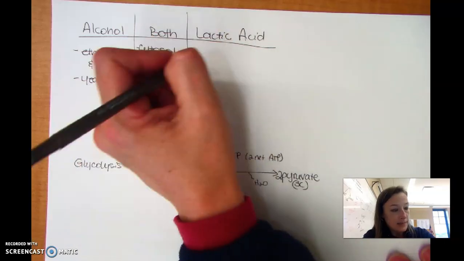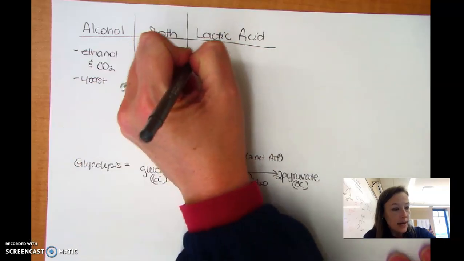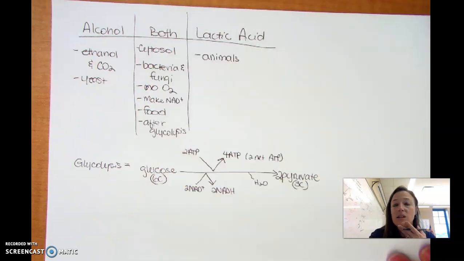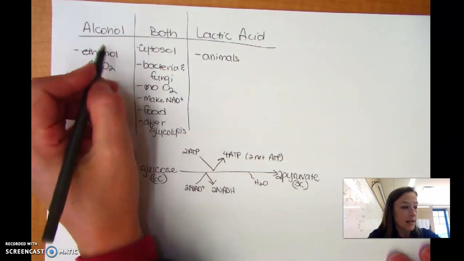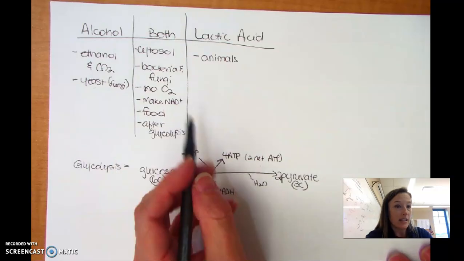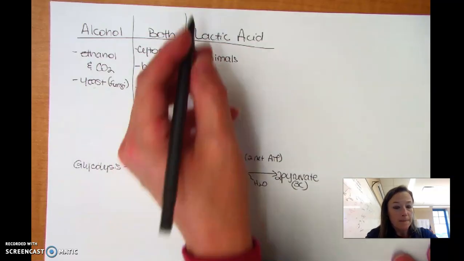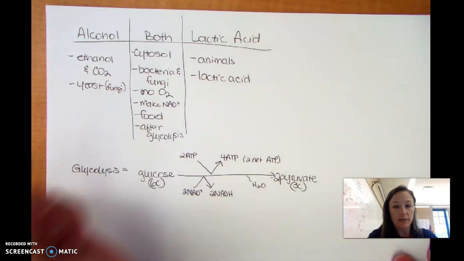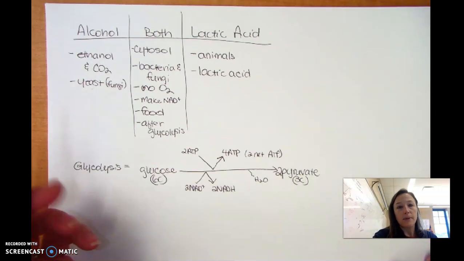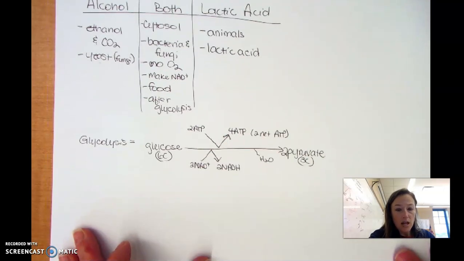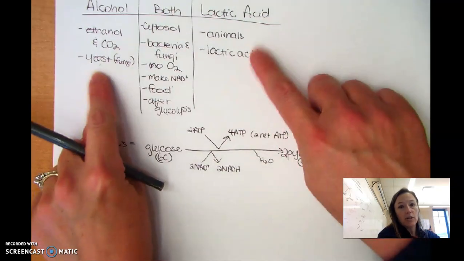Whereas lactic acid fermentation is done by animals. It's also done by other fungi and bacteria. So we've got bacteria and fungi here in the middle, but like I said, I don't want you to think this is not a fungi. This is just a specific fungi that does alcohol fermentation. And it's going to produce lactic acid. So a lot more similarities than differences for our purposes, but there are a few differences, and the product is the main difference. Okay, so that's comparing and contrasting.